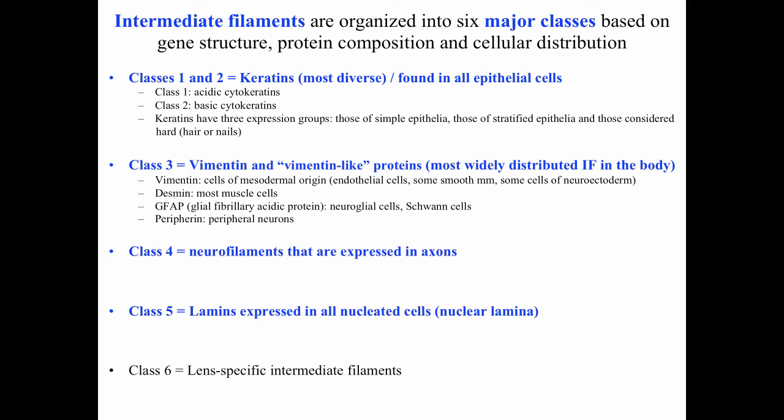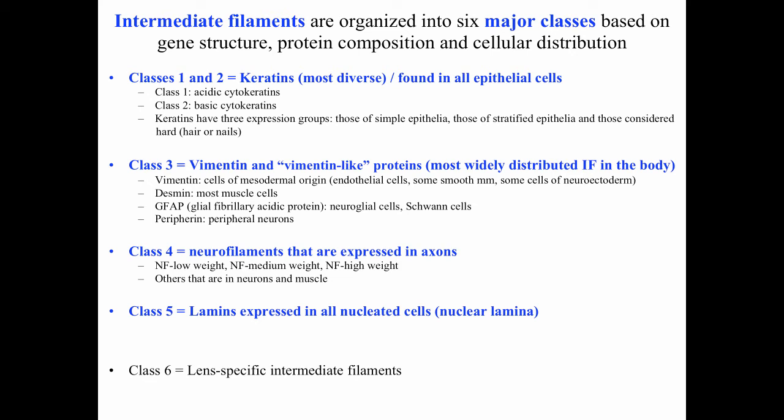Class 4 intermediate filaments are neurofilaments that are expressed in axons. There are several types of these, called neurofilament low weight, neurofilament medium weight, and neurofilament high weight. You don't really have to necessarily remember those, but those are the neurofilaments that are expressed in axons. There are other classes of so-called neurofilaments that are expressed in neurons, and some of them are actually even expressed in muscle.